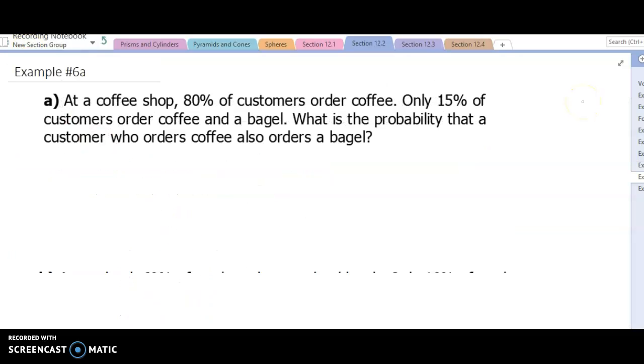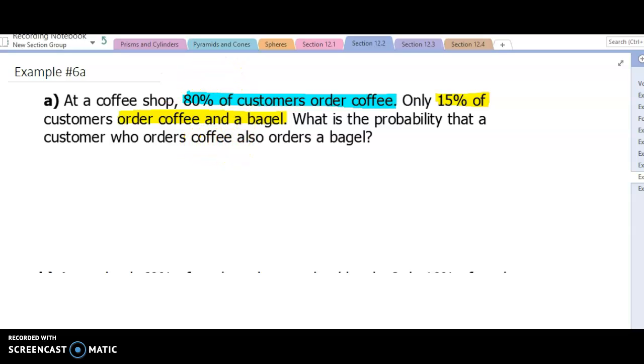All right, let's look at number 6, A and B, and then we'll be done. These are a little more difficult, where we're going to have to use our formulas. It says at a coffee shop, 80% of customers order coffee. Only 15% order coffee and a bagel. What is the probability that a customer who orders coffee also orders a bagel?